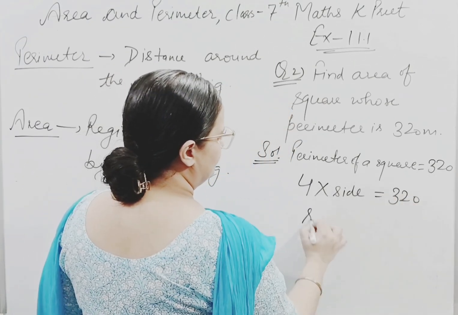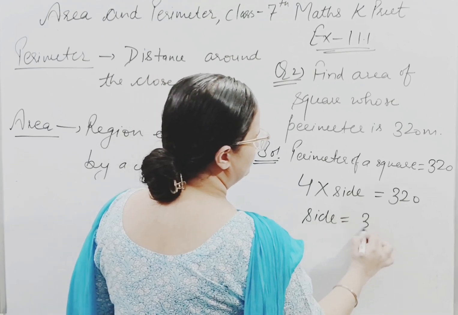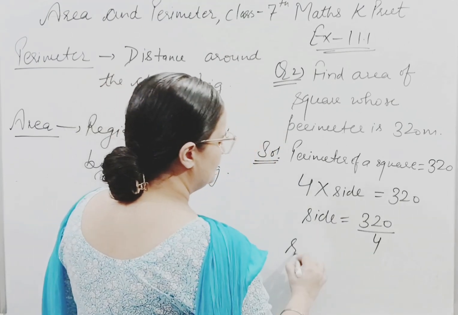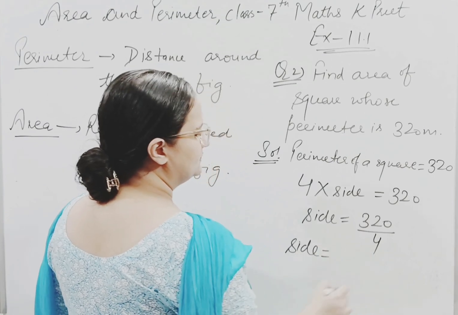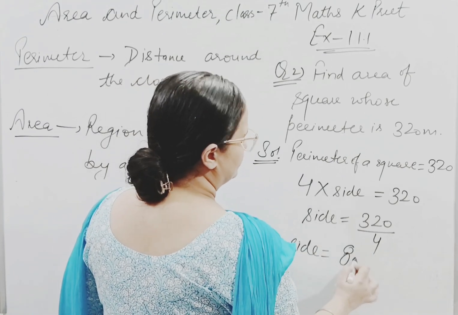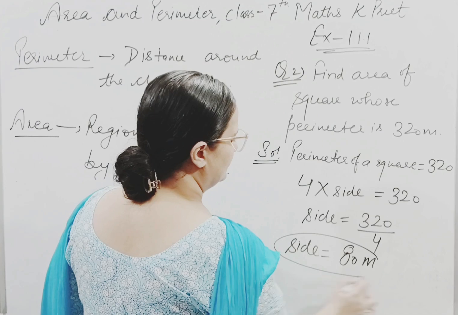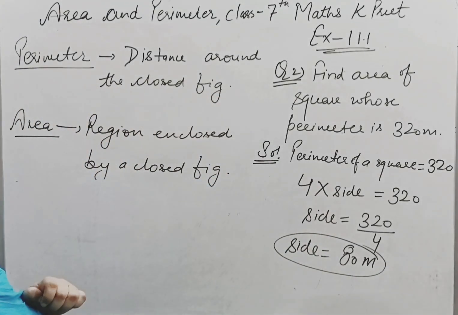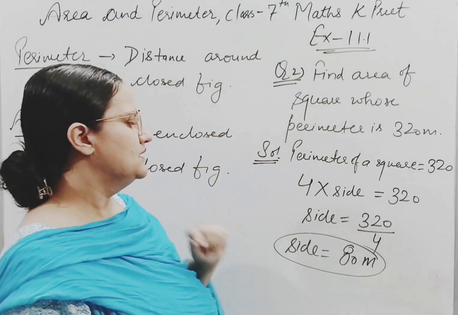Don't write it here, right? So side will be equal to, take this 4 down on the right hand side in the denominator. So side will be equal to, you can cancel out the terms, 80 meters. Side will be 80 meters. This is the way we can find the side when perimeter is given.